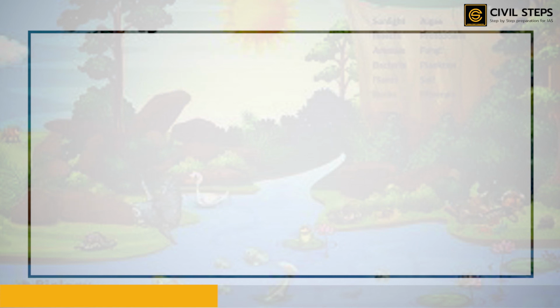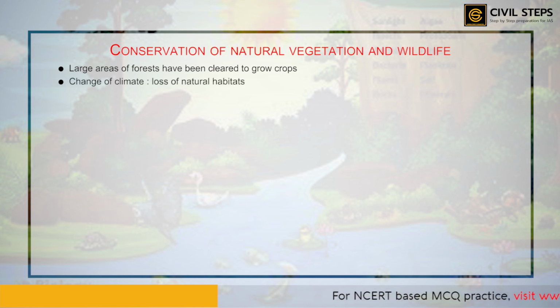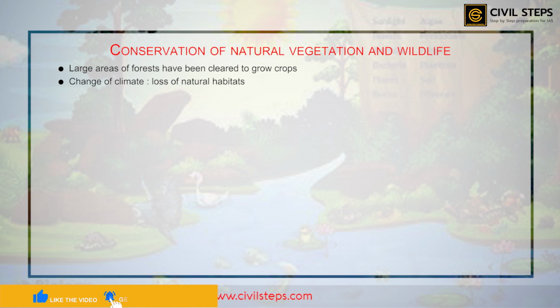Now let us discuss the conservation of the natural vegetation and the wildlife. To feed the growing population, large areas of forests have been cleared to grow crops. Also, the change of the climate has caused the loss of natural habitats for the plants as well as the animals. Many species have therefore become vulnerable or endangered, and some are on the verge of extinction.